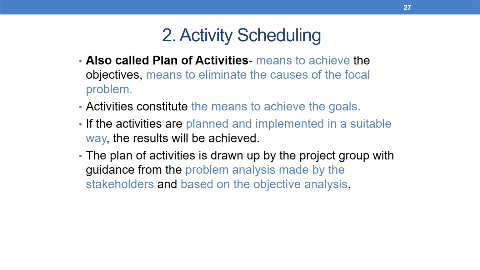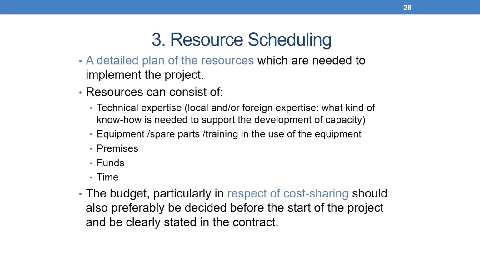The second bit is on activity scheduling, which we also call the plan of activities that we had talked about. You can look at it as the means to achieve the objectives, means to eliminate the causes of the focal problem. Activities constitute the means to achieve the goals. If the activities are planned and implemented in a suitable way, the results will be achieved. The plan of activities is drawn up by the project group with guidance from the problem analysis made by stakeholders and based on the objective analysis.